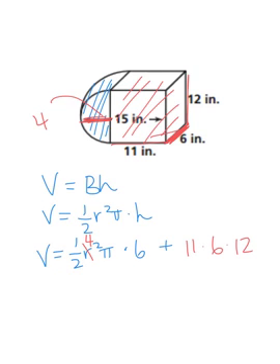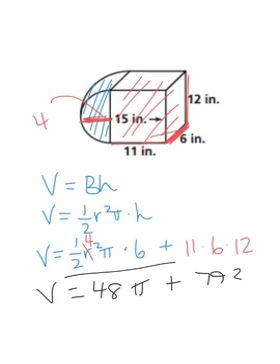So when I put that in my calculator, I can do exact on this. So I do 4 squared 16, 16 divided by 2, 8, 8 times 6 is 48. So exact is 48 pi plus 792. That's exact. When I approximate, I get 942.8 inches cubed.